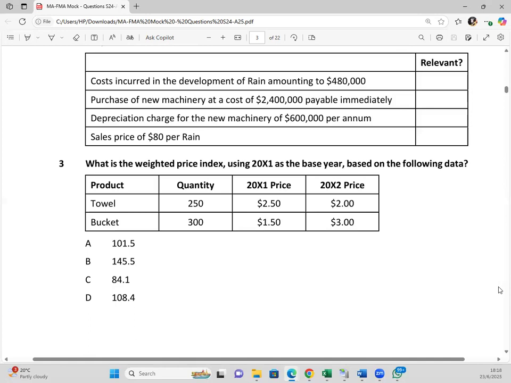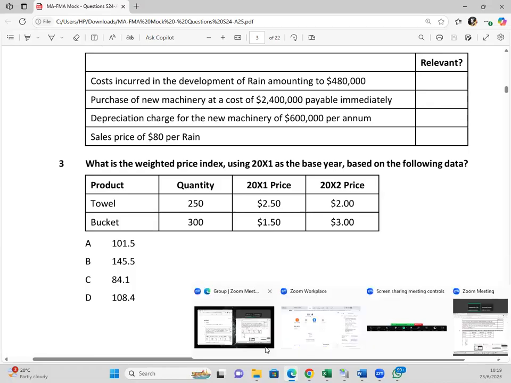What is the weighted price index? Using 20x1 as the base year based on the following data. So what is the weighted price index? So remember the indexes. If we are looking at the weighted price index, let's go to our Excel and just say something about weighted price index.